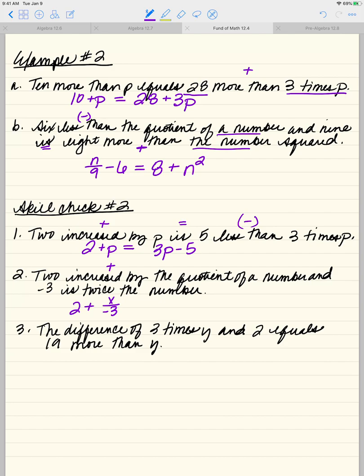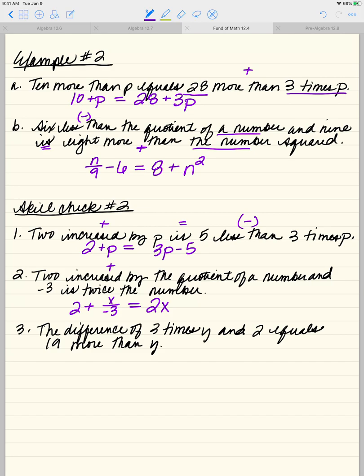So x divided by negative 3 is, here's my equal sign, twice the number. I have to have the same number again. Twice, remember, that means I'm multiplying something by 2. So I am multiplying this number, my x, by 2. 2x.